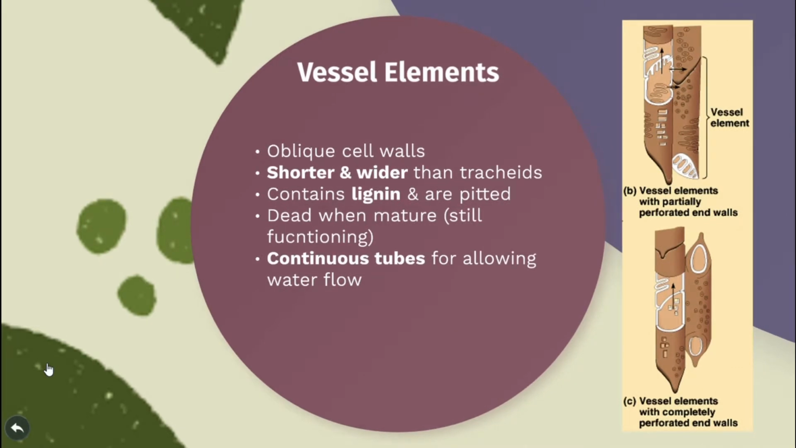Vessel elements. They have oblique cell walls. They are also shorter and wider than tracheid cells. They contain lignin and pits around the cells. Even though they are dead after becoming mature, their continuous tubes allow water to flow inside the plant.